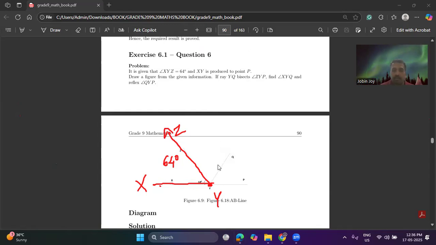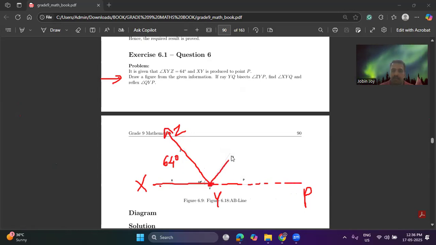There is no drawing. And XY is produced. This is XY, I am producing it like this. XY is produced to get P. Draw a figure. You have to draw this figure. There is no figure; we have to draw it from the given information. What is the given information? Angle XYZ equals 64 degrees. When you produce XY, you will get P.